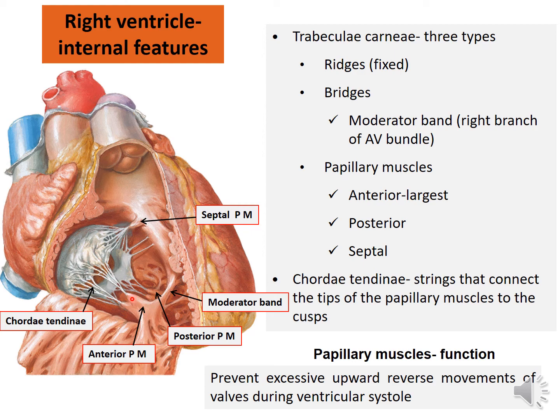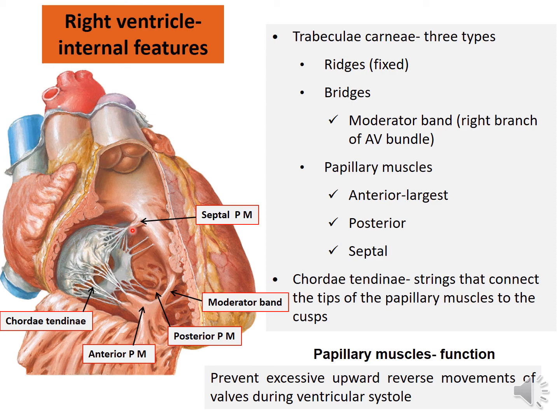So from the papillary muscles to the leaflets of your tricuspid valve, you can see some fibrous threads. So these fibrous threads or string like structures are called chorda tendineae. So these are the string like structures extending between the cusps of valve to the tip of the papillary muscles. They are called chorda tendineae. What is the function of these papillary muscles? These papillary muscles prevent excessive upward movements of the valves during ventricular systole.